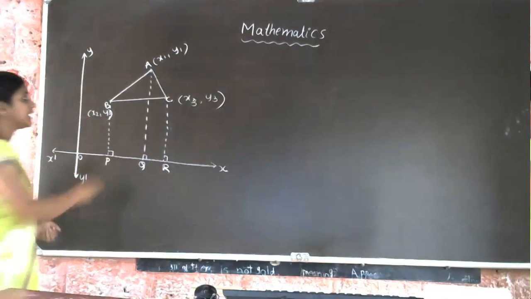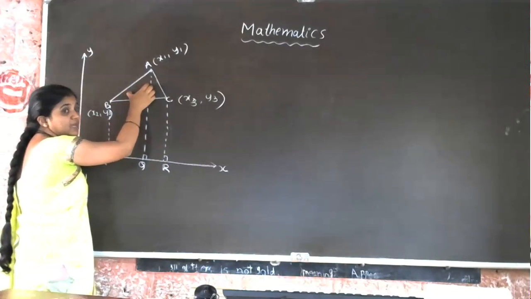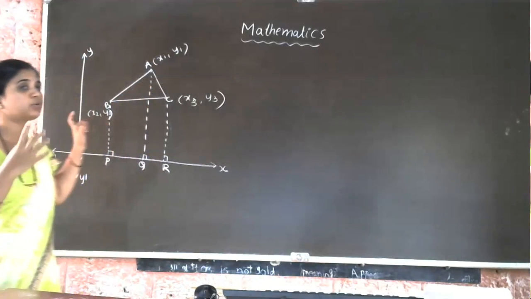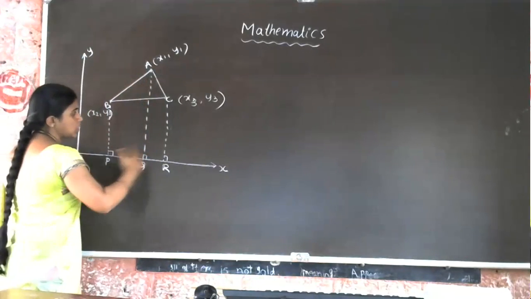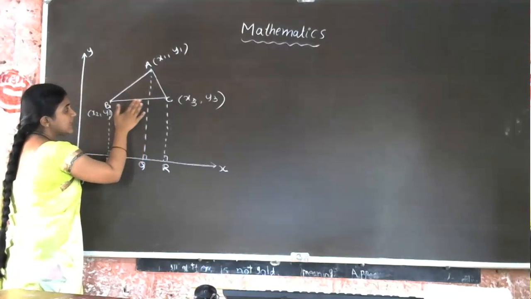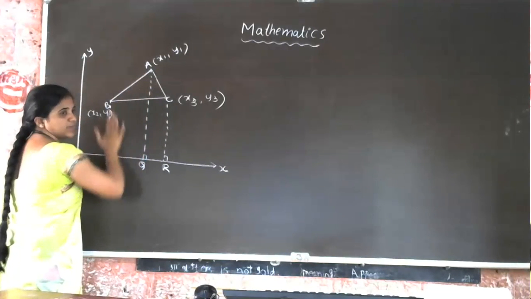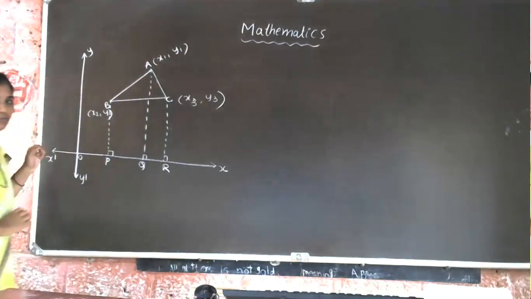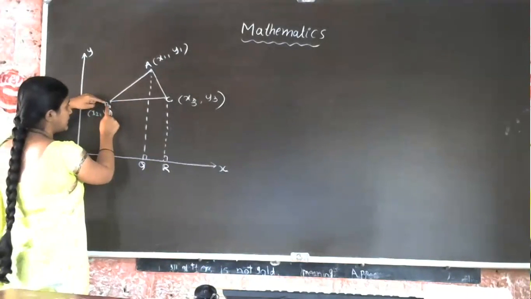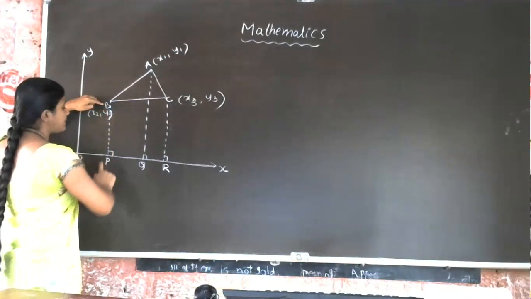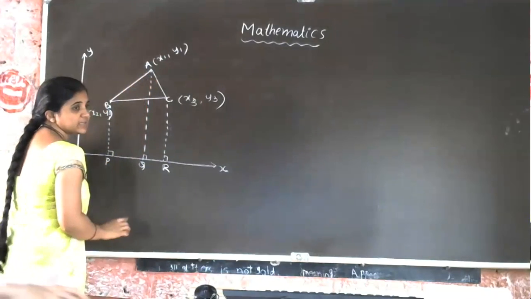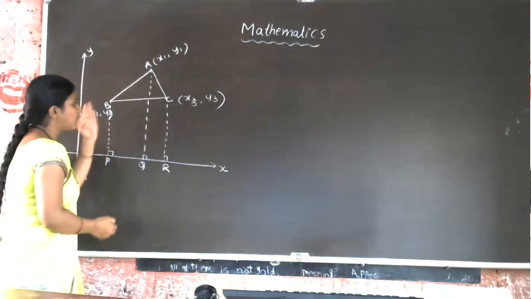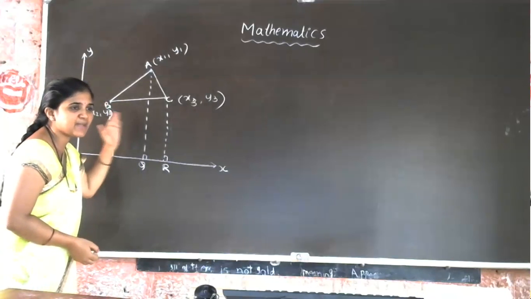Now we need the area of this triangle ABC, right? For area of triangle ABC, what we have to do? We have to take this total figure and subtract this area, and we'll get the area of ABC. So for that, first we have to take this quadrilateral BPQA. Are you observing the diagram? Can anyone tell me what type of quadrilateral it is? What is the name of this quadrilateral?